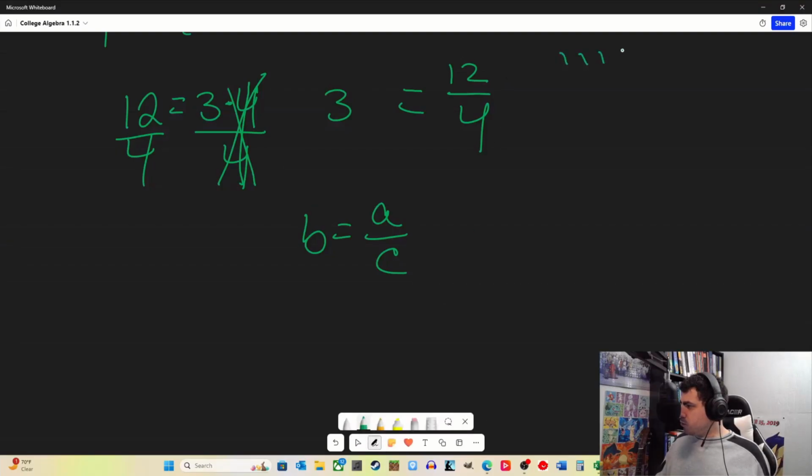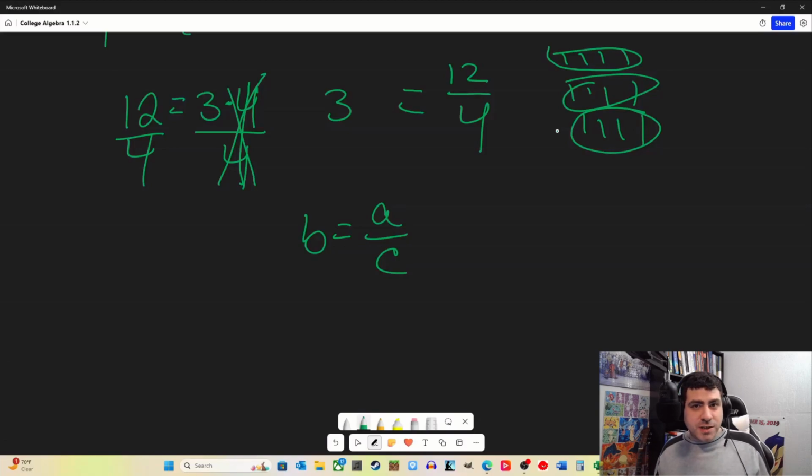We got 1, 2, 3, 4, 5, 6, 7, 8, 9, 10, 11, 12. We got 3, we got 1, 2, 3 sets of 4 gives us 12. So yeah, 3 equals 12 divided by 4. That gives us 3 sets of 4, right? So multiplication is just the inverse of division. Division is just the inverse of multiplication. They can go either way, vice versa. It's a powerful tool in simplifying and solving expressions that we end up with in certain situations.